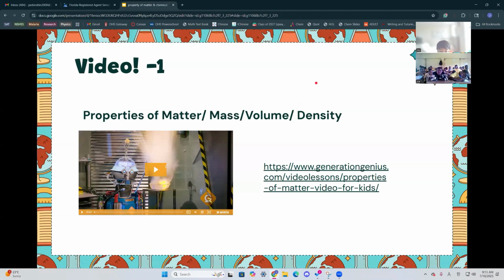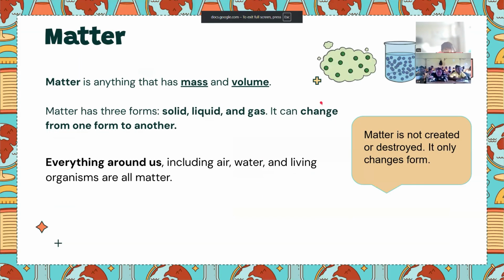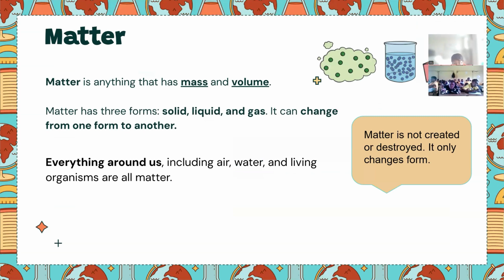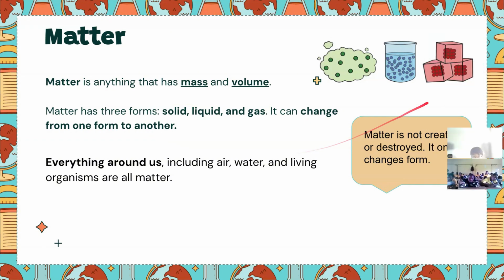So that was the video about the properties of matter. In the next slides, we will review the concepts. Matter is anything that has mass and volume. And matter has three forms: solid, liquid, and gas. And they can change from one form to another.